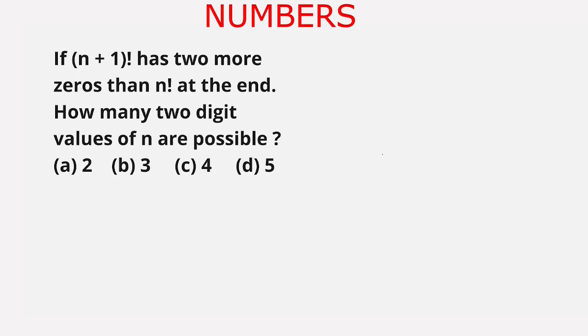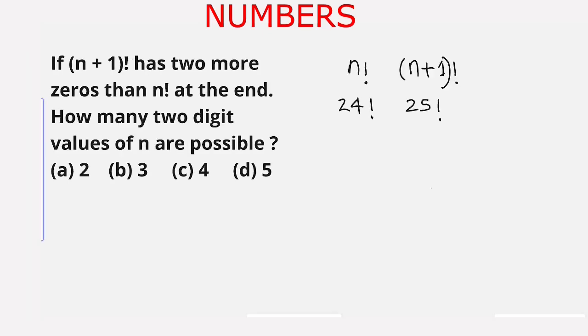And in 25 factorial, the number of zeros is 6. So if n is 24, then n plus 1 will be 25, and there will be a difference of 2 zeros between 24 factorial and 25 factorial. So n equal to 24 will be our first number. So if n is 24 factorial and n plus 1 is 25 factorial, between 24 factorial and 25 factorial, there is a difference of 2 zeros at the end.